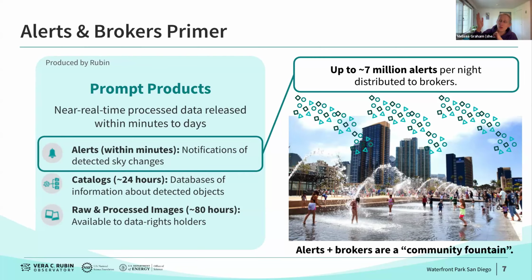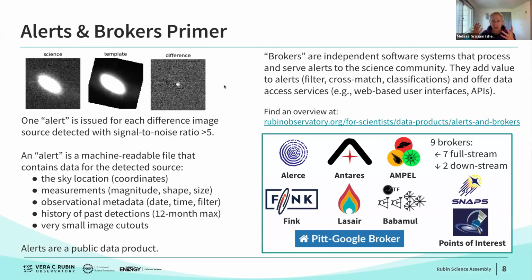And later in the future, once the LSST alert stream is working at full capacity, you can expect up to 7 million alerts per night that do go to the brokers. And so alerts and brokers together are like a community fountain where everyone can come and do their time domain science in real time. What is an alert even?